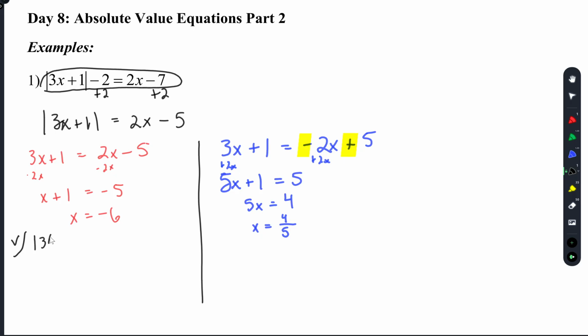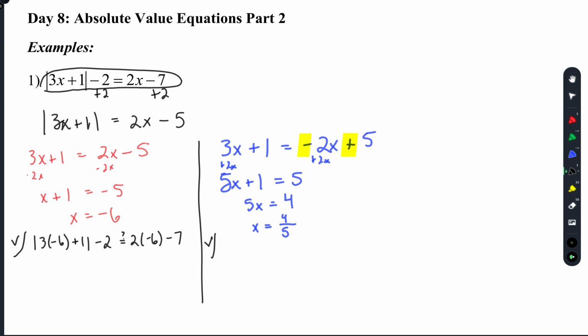So you're going to go 3 times -6 plus 1 minus 2, and we have to see if that equals 2 times -6 minus 7. Oofda! And then we're going to have to do that with 4/5. So again, you're going to have to plug it into the typed equation.